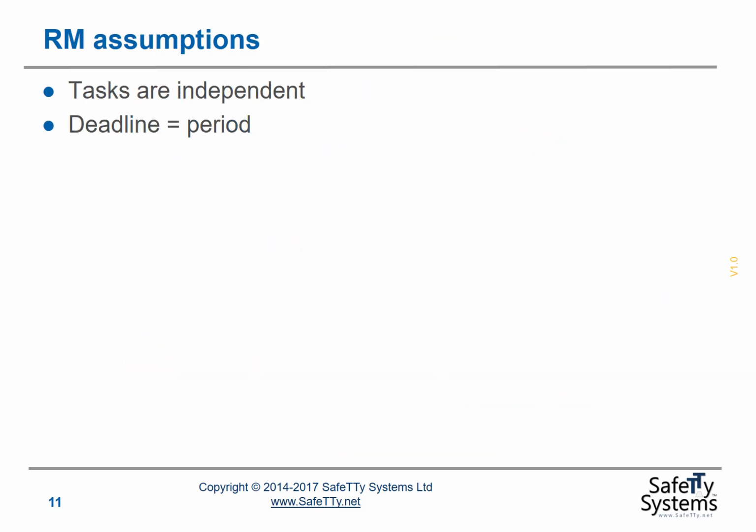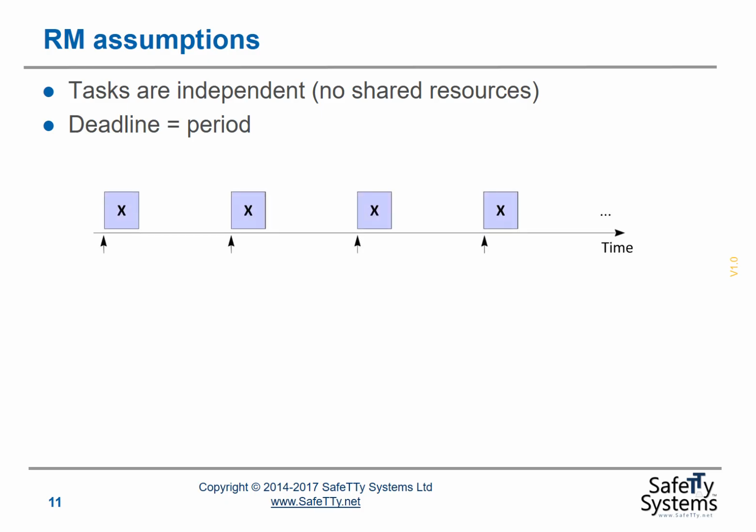The first thing you need to be aware of is that RM has an assumption that the tasks are independent. That is, that there are no shared resources between the tasks. We'll talk a little bit about that in the course of the next few slides, but in practice it's very, very rare for that to be the case. The second assumption with RM is that the task deadlines are equal to the period for each task. Let's just remind you what that means.